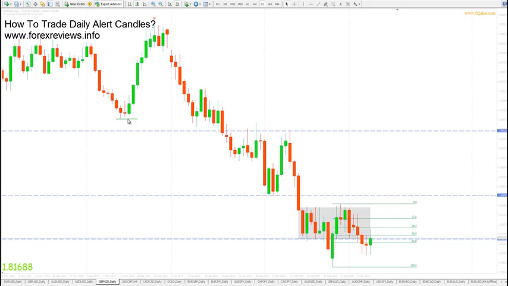Okay, so you see how we got this bullish candle here that went higher than these two candles? That meant that that was a good entry, right? So you entered 9 pips above, make sure, and you ride it up to the next alert candle, which is 412 pips. Okay?